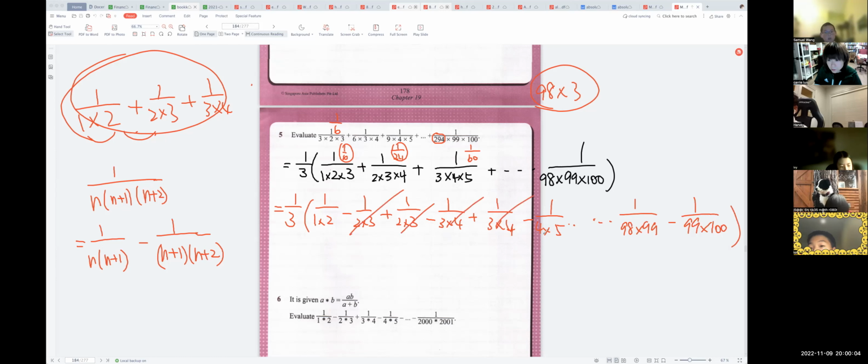And all of them are gone again. So it's 1 over 3 times 1 over 2 minus 1 over 9900. Okay, so this is just a little bit of calculation. Oh, sorry, it's a half times. Sorry, this one is a half. Okay, sorry.